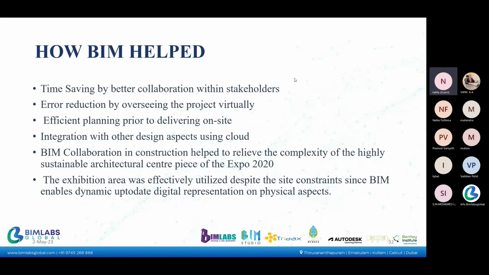Then, after completing the model, we can start constructing it on the site, and there won't be any errors based on the model. So that was another advantage of BIM, and how BIM helped in overcoming these challenges.